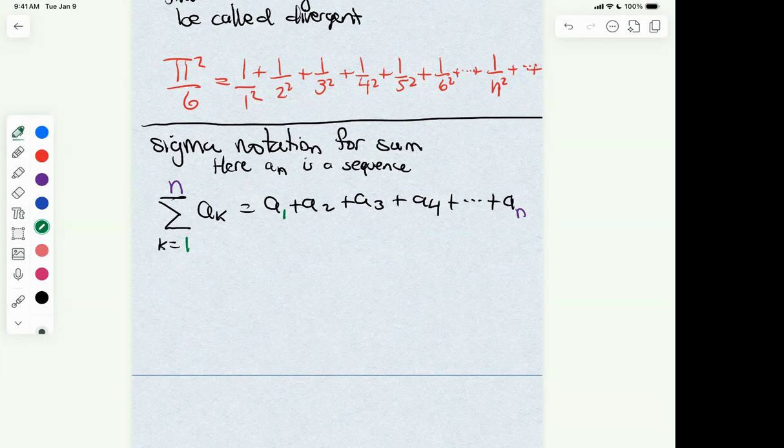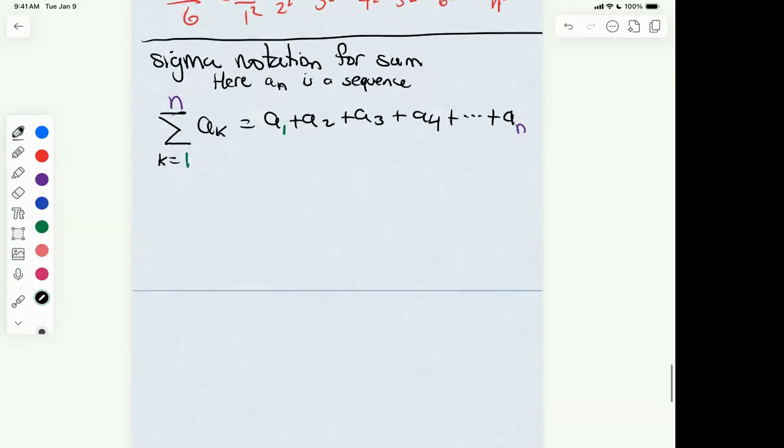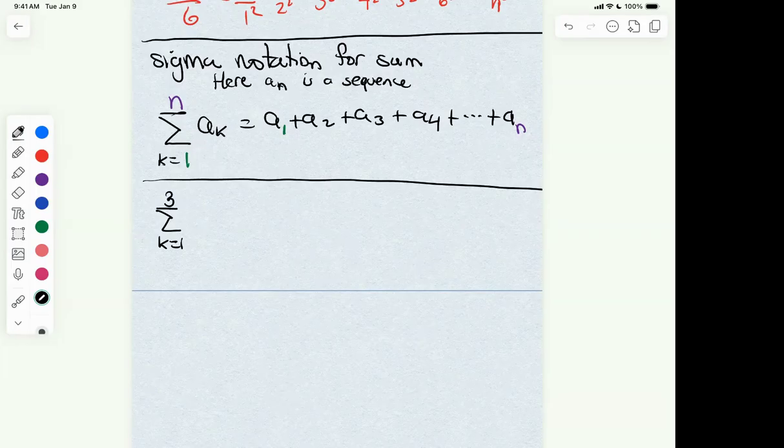So, to make this a little more concrete, what if I said I want to do k equals 1 up to 3 of k squared?